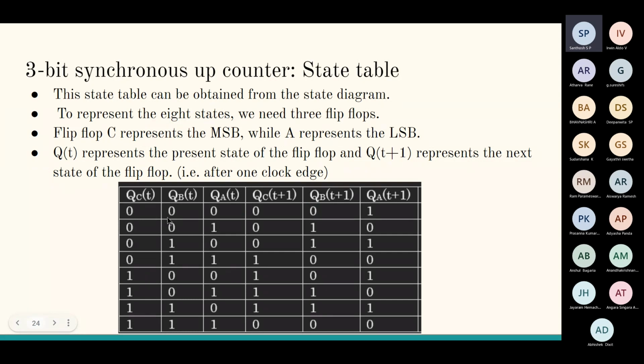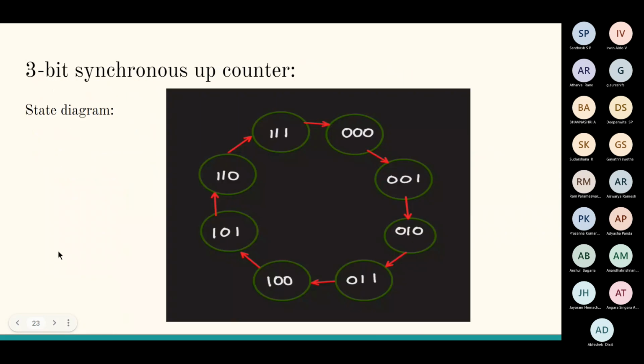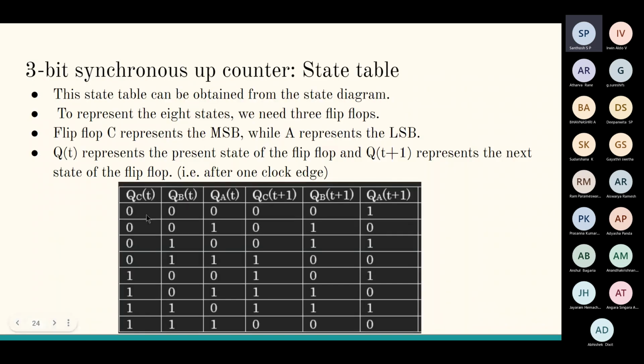When the present state is 0 0 0, we can just look at this first row. If the present state is 0 0 0, the next state is 0 0 1. From the state diagram we can see that when the state is 0 0 0, the next state is 0 0 1 after one clock pulse. So we have done exactly the same thing over here. If the present state is 0 0 1, it goes on to the next state 0 1 0 after one clock cycle. If the present state is 0 1 0, the next state is 0 1 1. If the present state is 0 1 1, the next state is 1 0 0. And in a similar way, we can fill this whole state table.